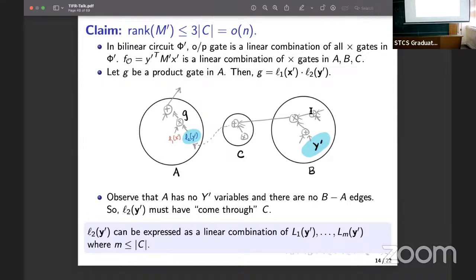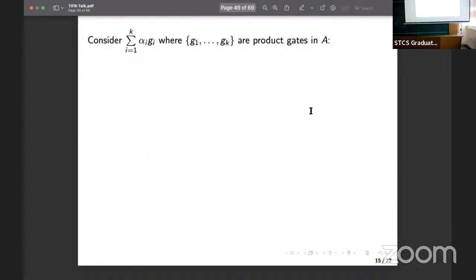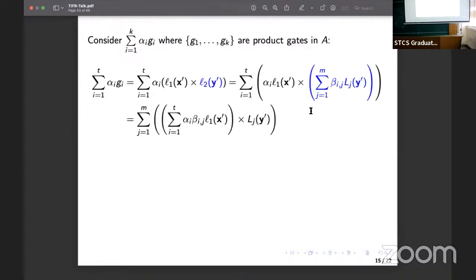So a product gate in B would have two inputs, one computing a linear polynomial x, the other computing a linear polynomial y. The y variables it can pick from itself, but the x variables must have come from A through C. So a symmetric argument you can apply. So now you can do this for a linear combination of product gates.